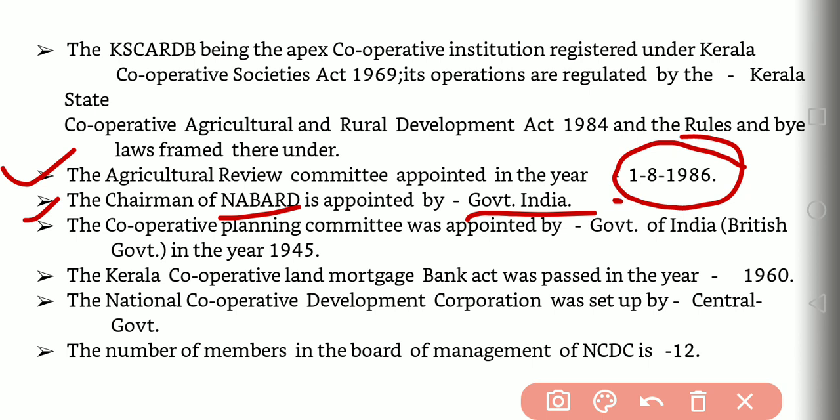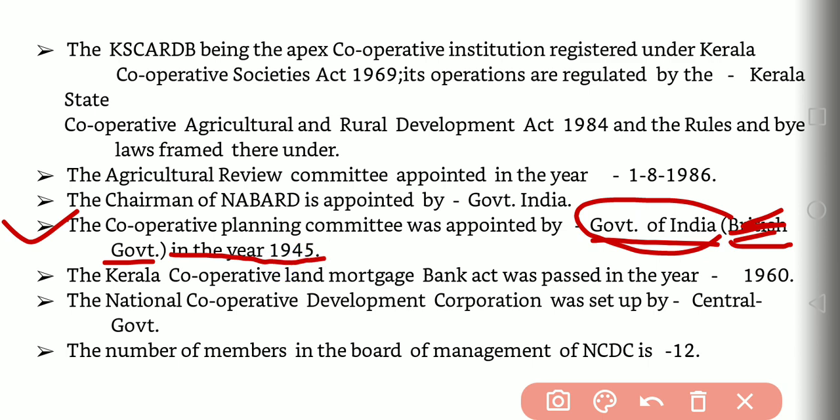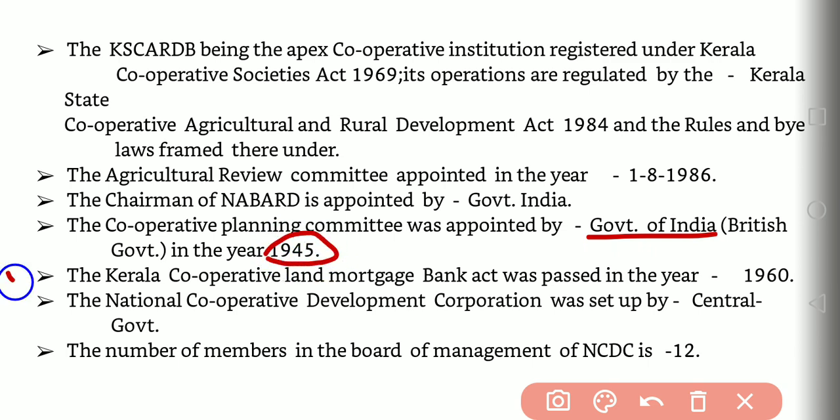Next, Kerala Cooperative Planning Committee was appointed by Government of India or British government. The Cooperative Planning Committee was appointed by Government of India in the year 1945, not before independence. Next, the Kerala Cooperative Land Mortgage Bank Act was passed in the year 1960.